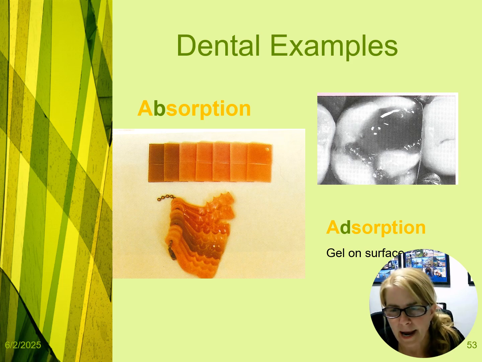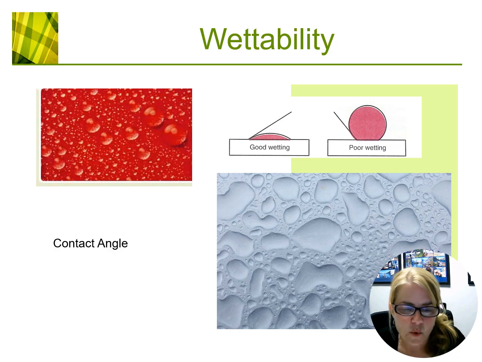Here's a picture of adsorption with the gel on the surface, and absorption when we're absorbing into something. All right, we want a material that is wettable. Say, for example, somebody has an upper denture. The acrylic that we use in dentures is highly wettable because we need the saliva to be able to spread across that surface and not bead up on that surface. So we have wetting agents.